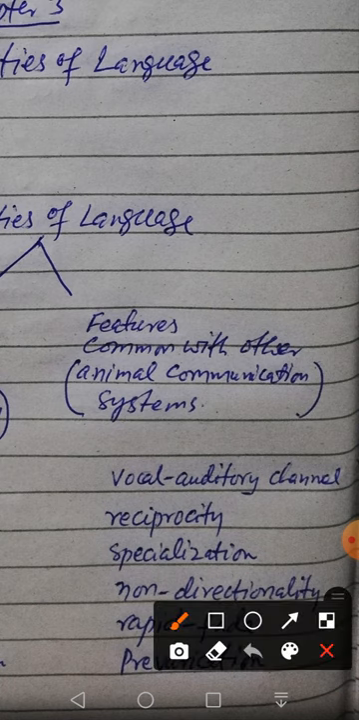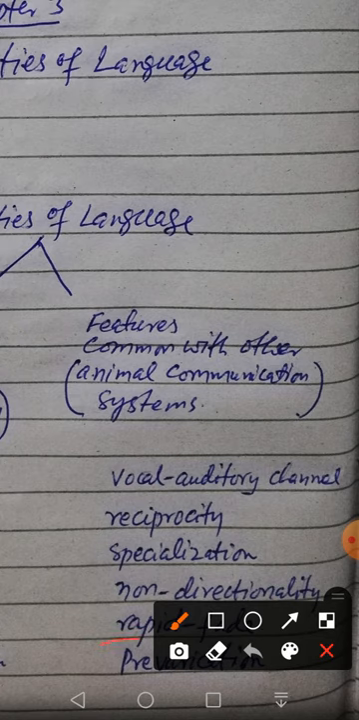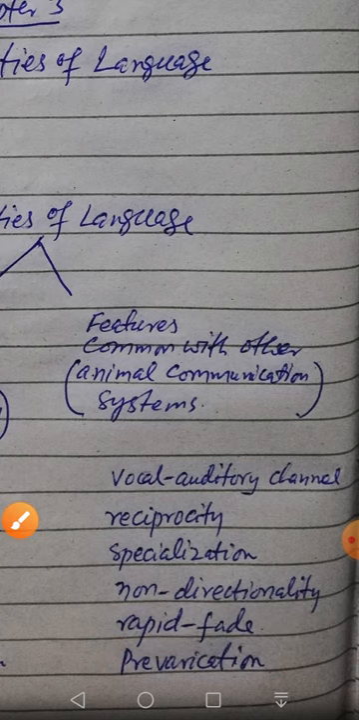Now these are properties which human beings share with others, like animal communication systems: vocal auditory channel, reciprocity, specialization, non-directionality and rapid fade, and prevarication. Prevarication is mentioned by George Yule not in the chapter, rather he discusses it in the discussion section at the end of the chapter, and here he mentions Charles Hockett, because this feature has been mentioned by Charles Hockett in his work from 1958 and 1963 onward. So this has also been added.